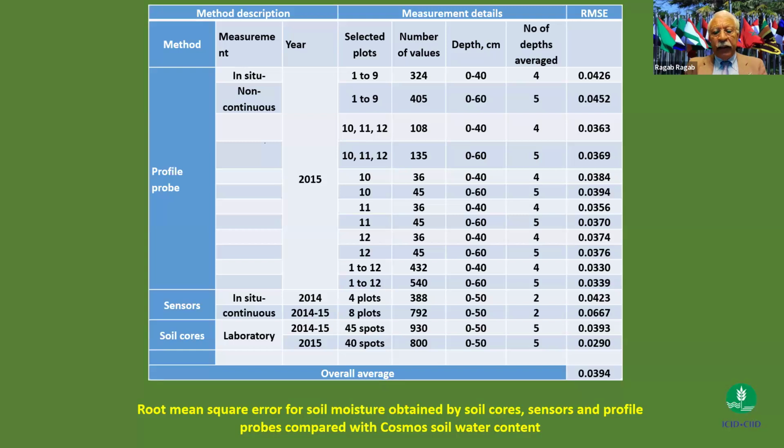When we compared the soil moisture of the Cosmos with the profile probes, sensors and soil cores, we found actually the root mean square error was very low. So it was really a good agreement between the soil moisture measurements obtained by the Cosmos and by the cores, soil profile, and the sensors.